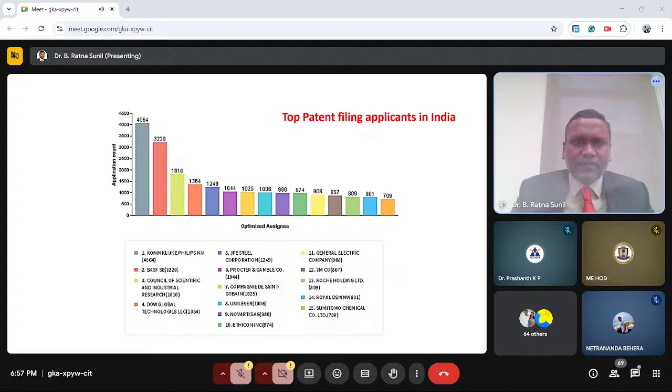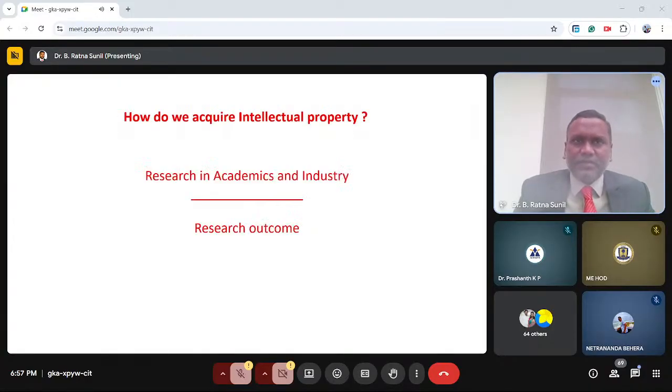And if you see within India, what are the largest filing applicants? Obviously these are companies, not individuals. You can see here a lot of companies in India, and how many patents they are filing in a year within India itself. So how do you acquire intellectual property?